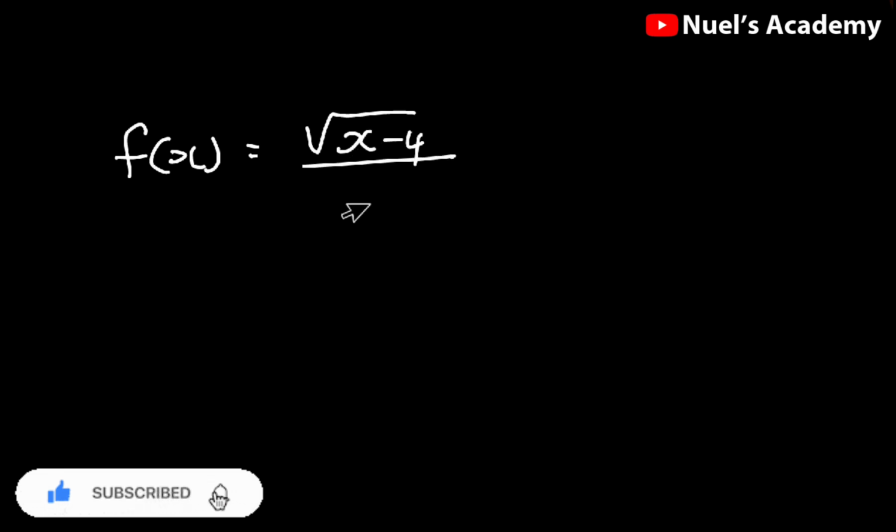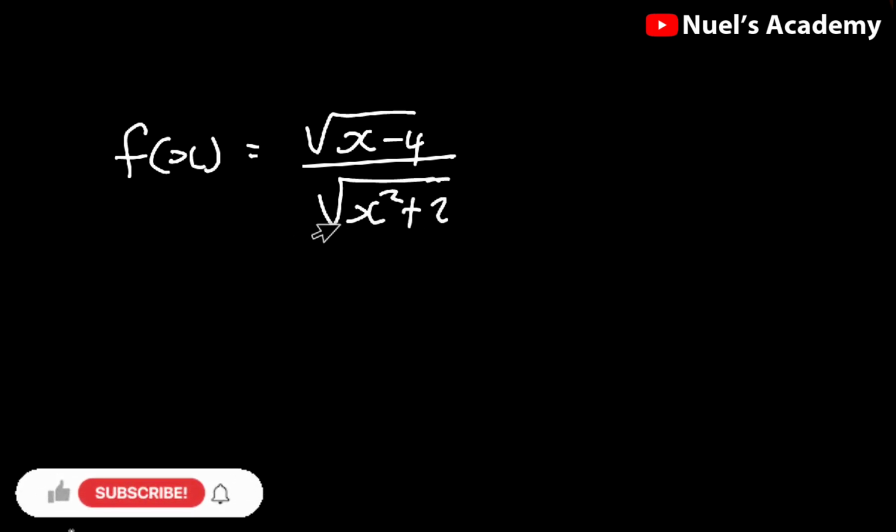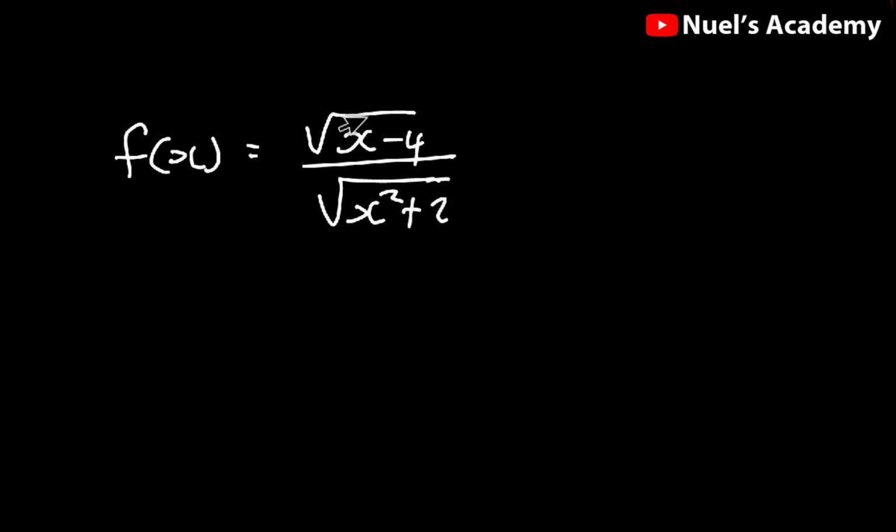Let's discuss this one again. f of x is equal to the square root of x minus 4 divided by the square root of x squared plus 2. Now this is similar to the last one we solved, like the denominator. So here we have x squared plus 2. We don't have any problem here because no value of x will give us 0 or a negative number inside the square root. So let's focus on the numerator.